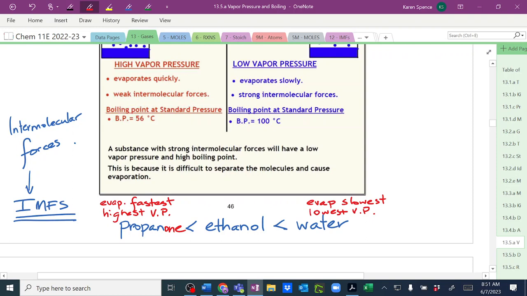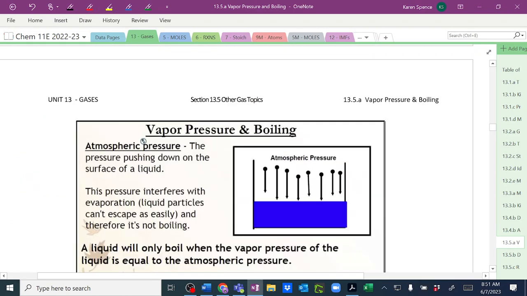So an AP exam type question could be, explain which one of these will have the highest or lowest vapor pressure based on properties of the molecules. And so you would talk about the intermolecular forces and the differences in their strength and why that leads water to have less vapor pressure. Is that good? Okay. So that is that. Let's move on.